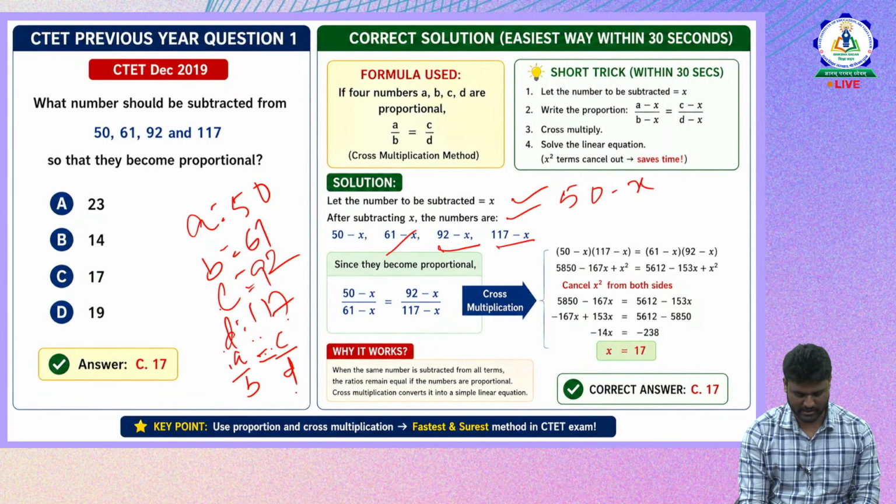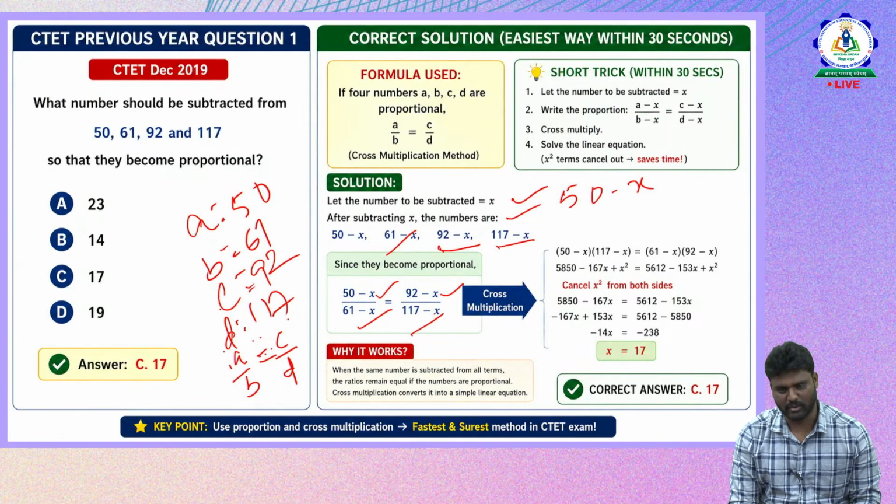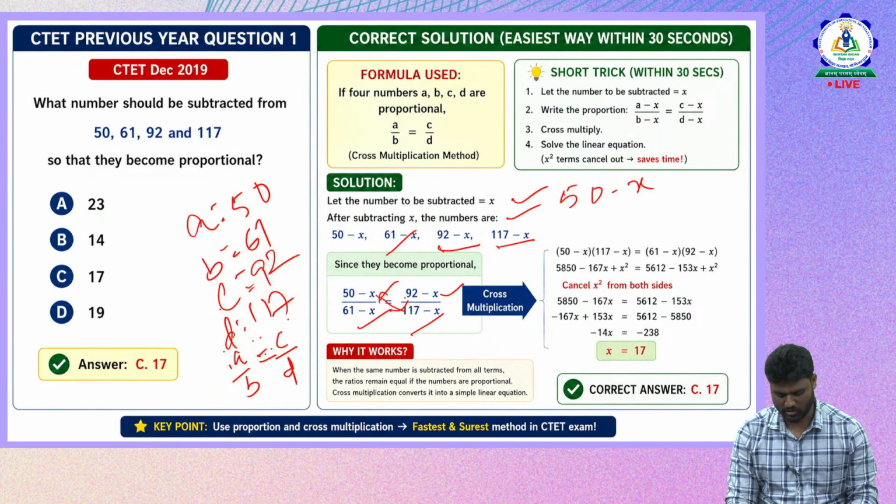Okay, so now what is the A here? 50 minus x. What is the B here? 61 minus x. What is the C here? 92 minus x. What is the D here? 117 minus x. Now let us do the cross multiplication and see what value we will get here.